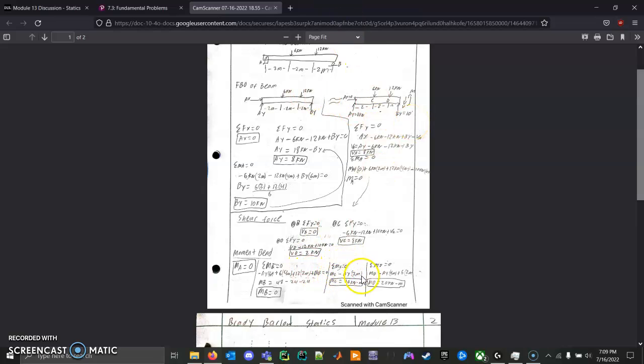Then you can do your moment at C. So you have MC minus your AY times 2 meters. You can solve for that. That's going to be 8 kilonewtons times 2, so 16 kilonewton meters for your moment at C. Your moment at D is then going to be your MD minus your AY times 4 meters plus 6 kilonewtons times 2 meters. You can then solve for that, where MD is going to be equal to 20 kilonewton meters.